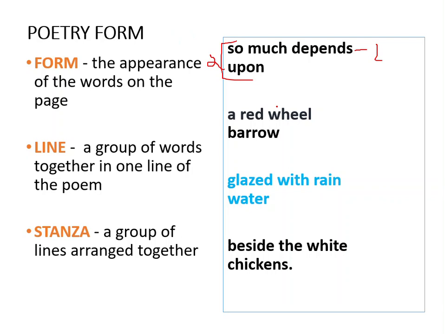This is from William Carlos Williams. He was an Imagist poet. Imagist poets tried to write poems that were sort of like snapshots in time, very much like haiku, which I'll also be talking about later.